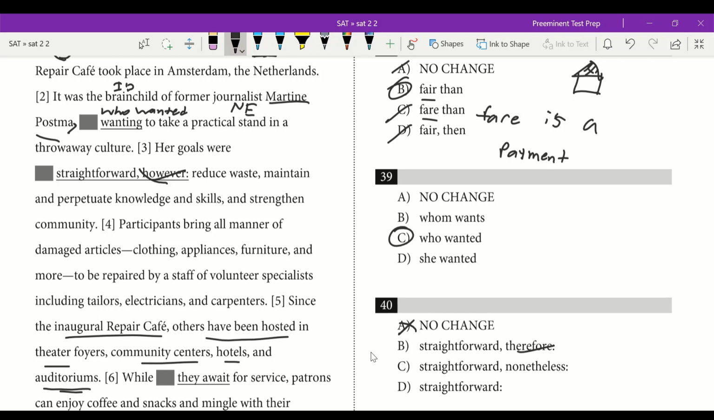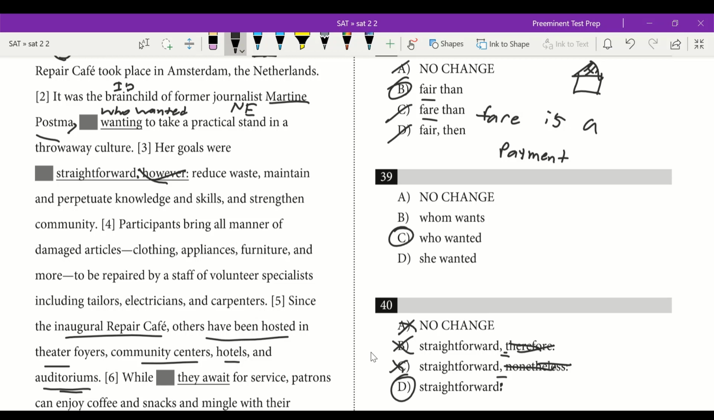Now what about "her goals were straightforward, therefore"? Why do we need "therefore"? Her goals are straightforward. We don't need something else, right? We want to be efficient. We don't want to just put a word in just to put it in. So now we look for our grammar, right? So we have comma, comma, we have colon. Well, her goals were straightforward.